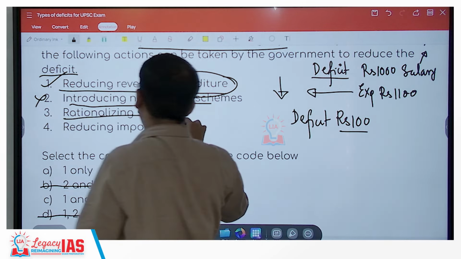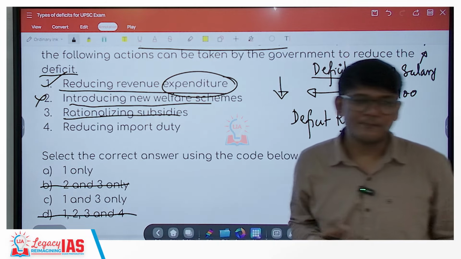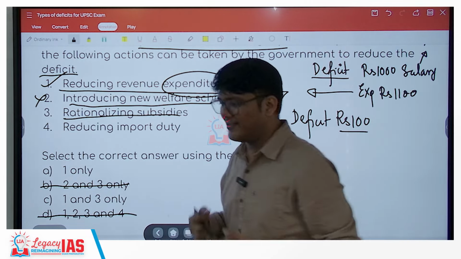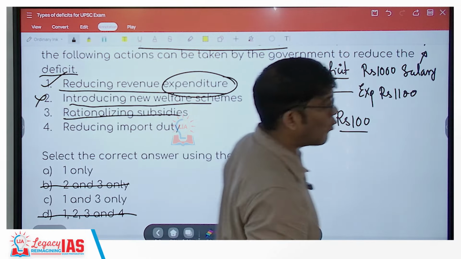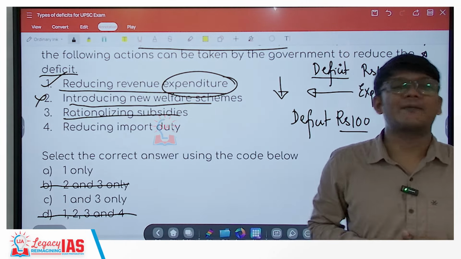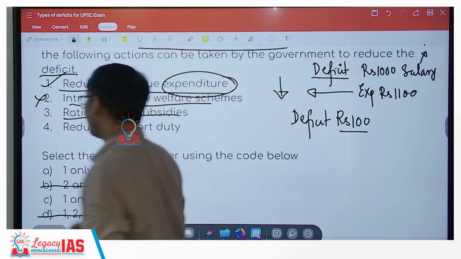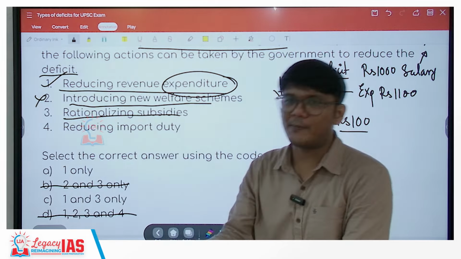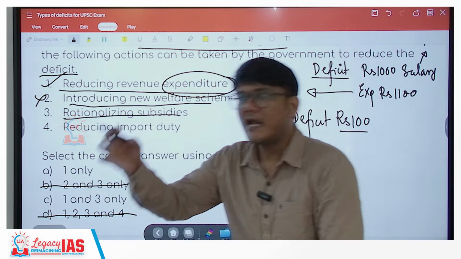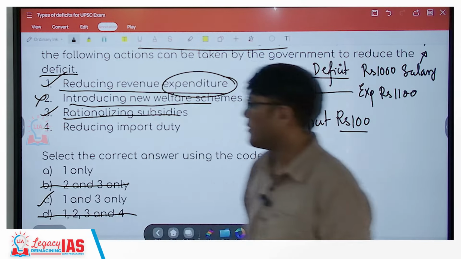Rationalizing subsidies. What do we mean by rationalizing subsidies? It means if you are giving too many subsidies that are not required, not impacting anything, then you can cut them down, meaning reduce the subsidies. So rationalization is a sort of reduction in the subsidies. If you reduce the subsidies, it will reduce the expenditure and help in reducing the deficit. So this is also correct. So the correct answer would be C, 1 and 3.